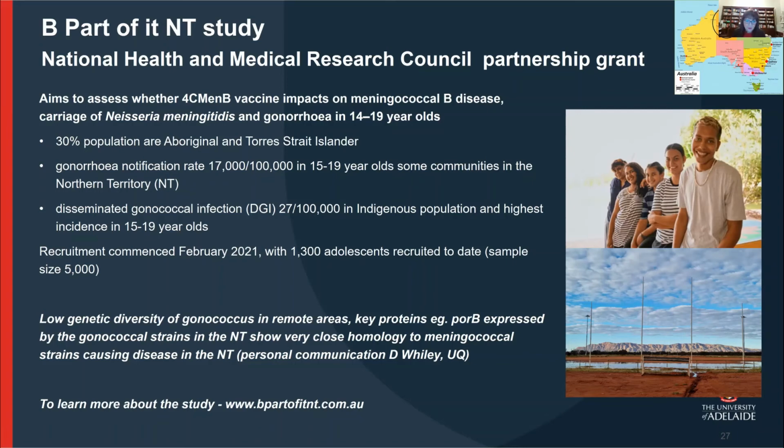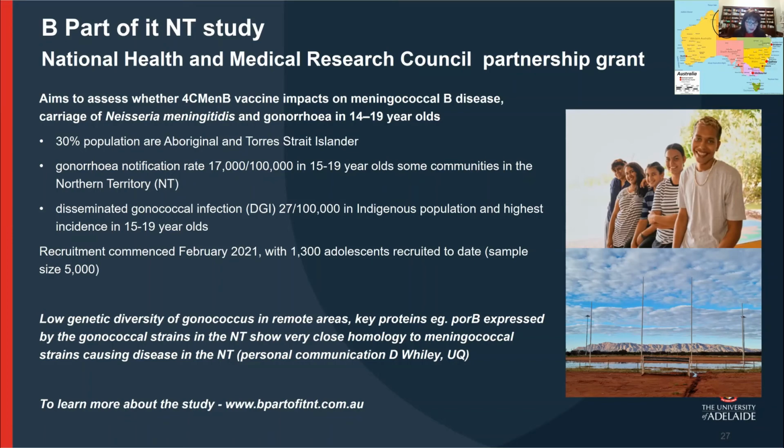And where you're giving the 4CMenB vaccine to protect against meningococcal disease in that age group, it's really the perfect place to be measuring the impact on gonorrhea in this age group as well. They also have quite high rates of disseminated gonococcal infection, and again, the highest rates of disseminated infection are in that 15 to 19-year age group. So we're looking at the impact again on meningococcal B disease and gonorrhea in the 14 to 19-year-olds. We've recruited 1,300 adolescents to date, and we're hoping to recruit 5,000.